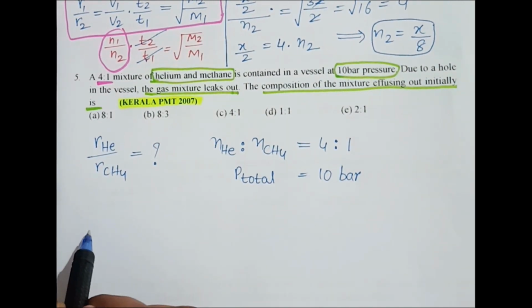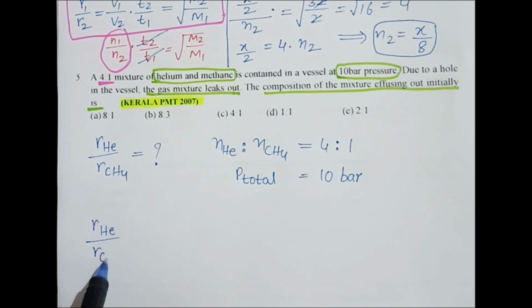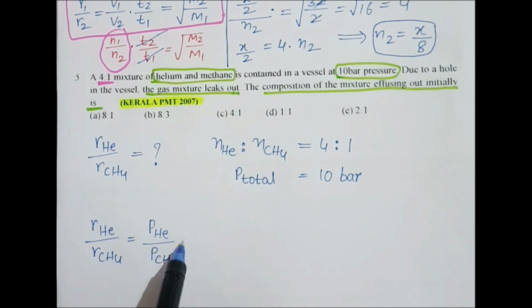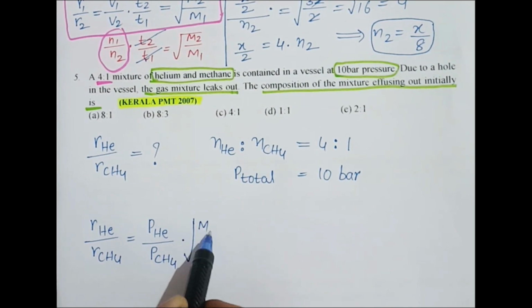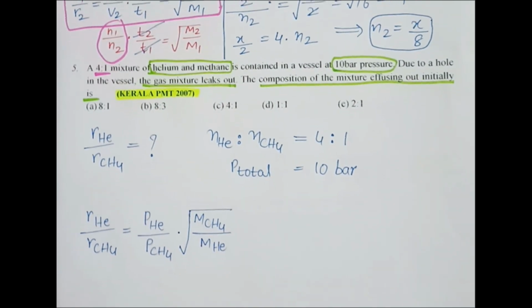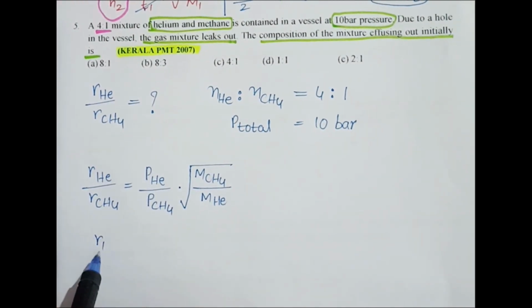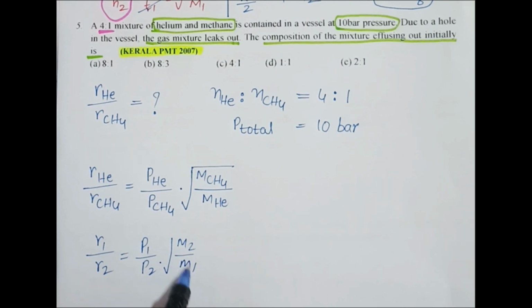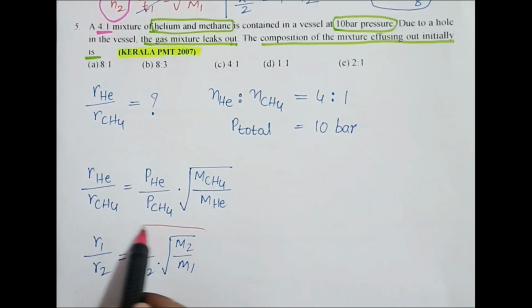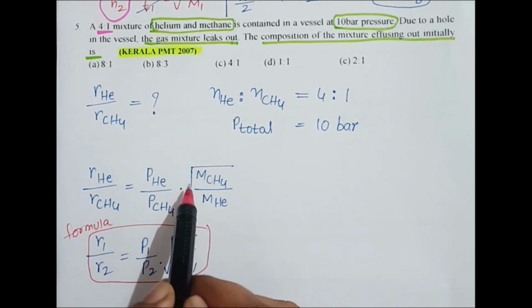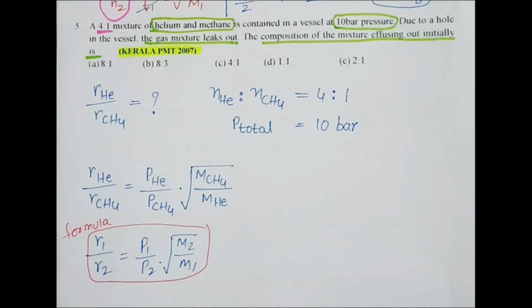There is a formula: rate of helium upon rate of methane is equal to pressure of helium upon pressure of methane into under root mass of methane over mass of helium. This is the formula. If you go through the previous video, you will come to know where we have written the formula like this: R1 by R2 is equal to P1 by P2 into under root M2 over M1. That formula I have just modified. This is the formula needed to solve this question. Now everything is there, but we don't have the pressure of helium and the pressure of methane. Once we have those, it can be done.